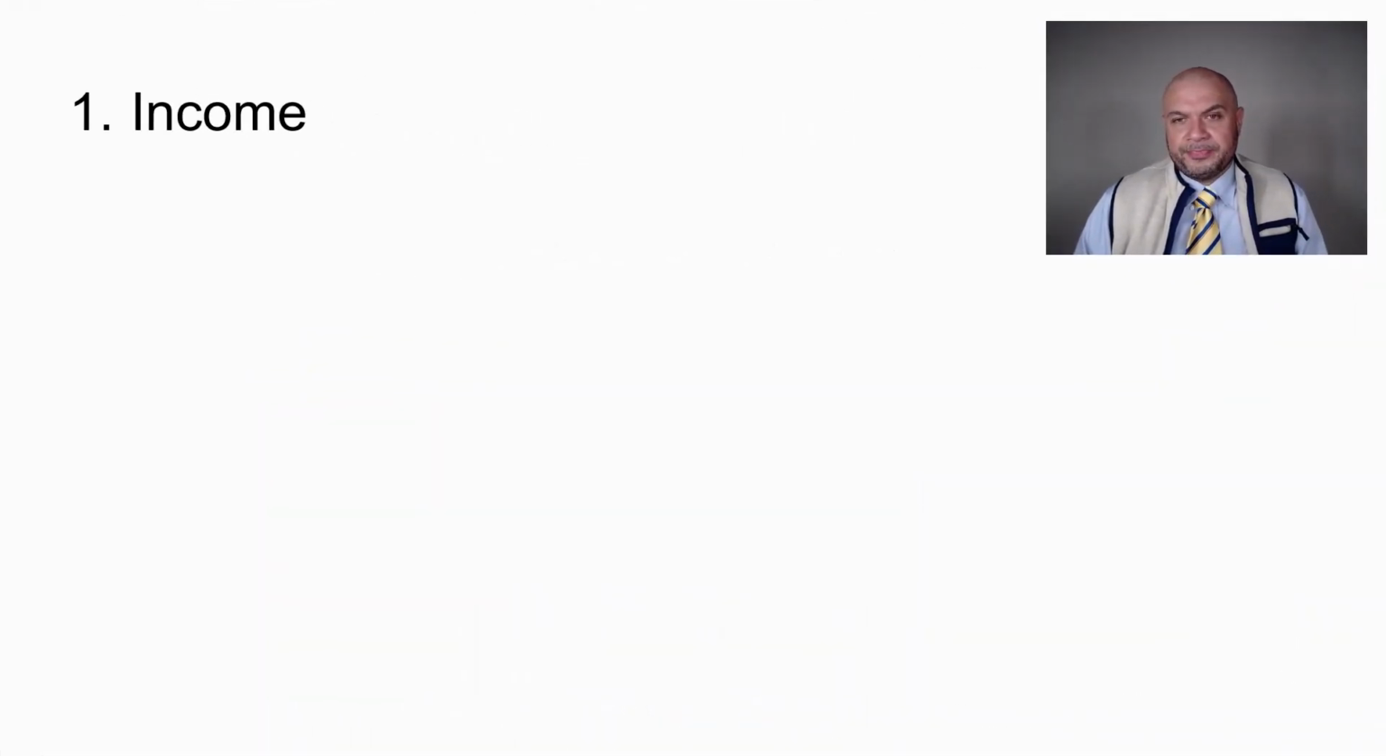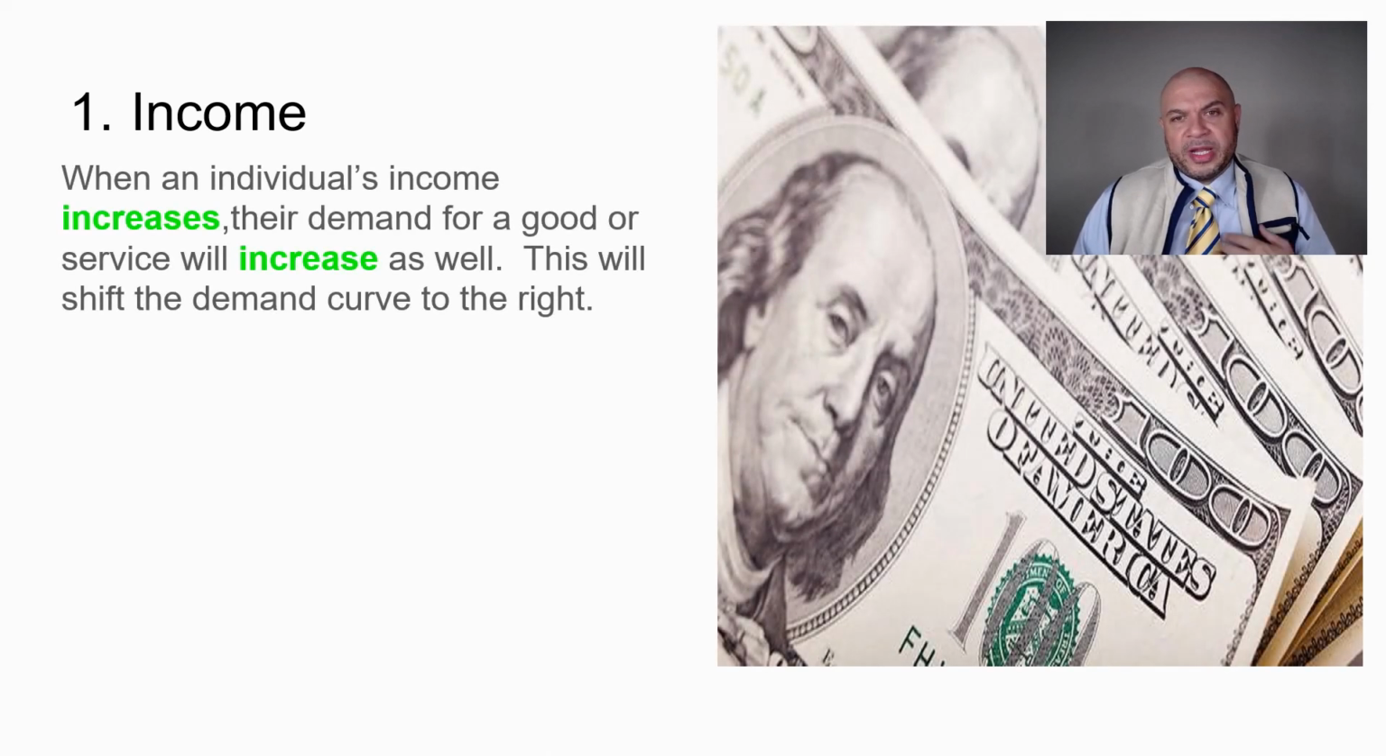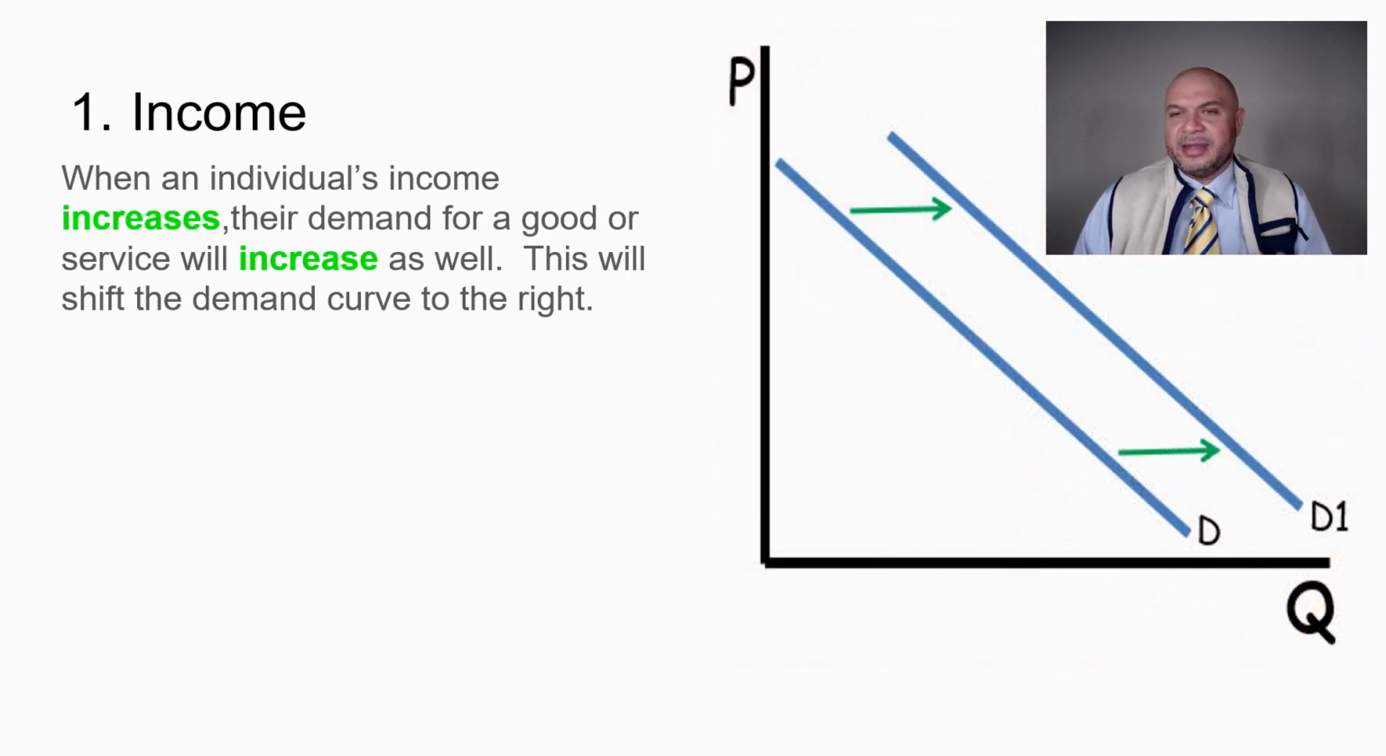All right, so income. When an individual's income increases, when they make more money, their demand for a good or service will increase. This is one we just did, so this should be relatively easy. Now remember, same concept, price on the y-axis, quantity demanded on the x-axis. We have our curve that's sloping downward, so it's a demand curve represented by the letter D, and it shifted to the right. Remember, right is always increase. So D to D1 was a rightward shift, and what caused this to happen? An increase in income.